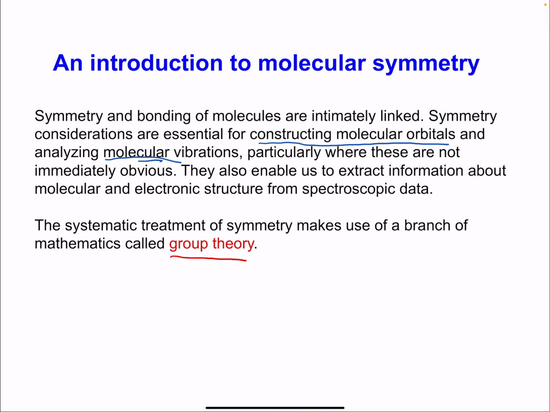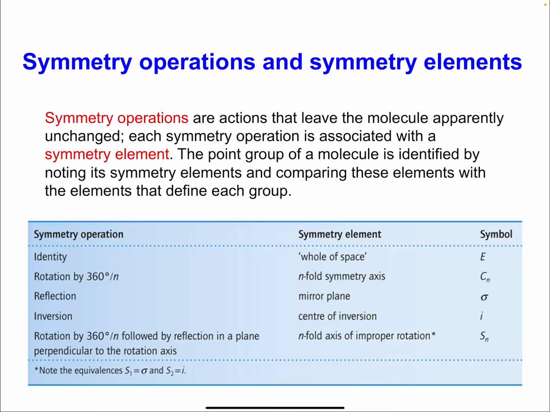For example, we can use the symmetry information to construct molecular orbitals. And also we can use the symmetry information to analyze the spectroscopy data, like the vibrational spectroscopy, also UV-Vis spectroscopy. So there is much useful information based on symmetry treatment for molecules.